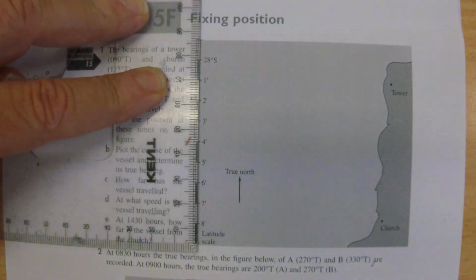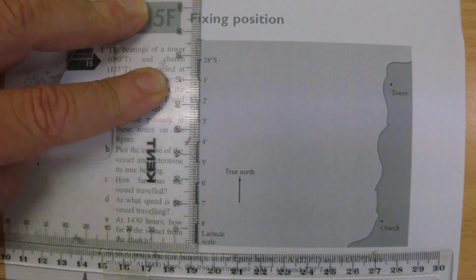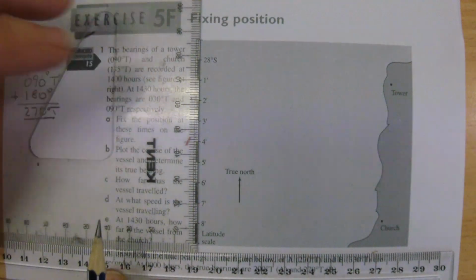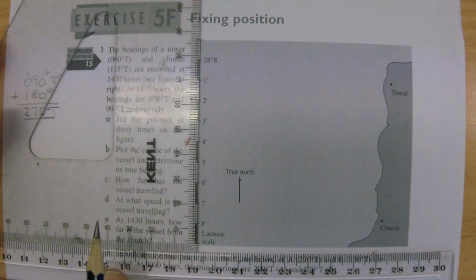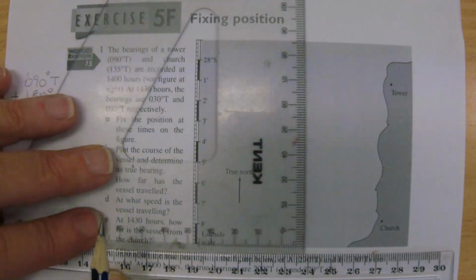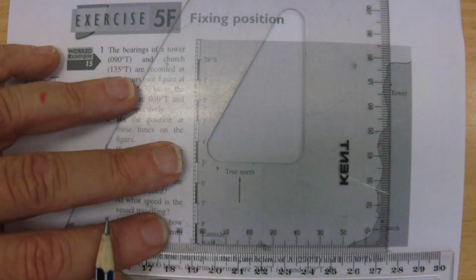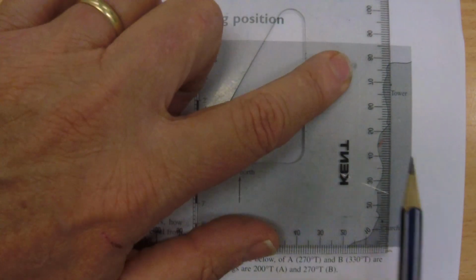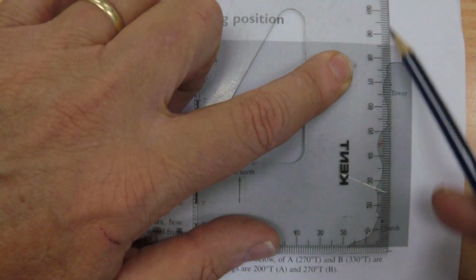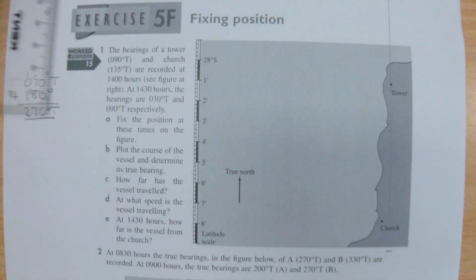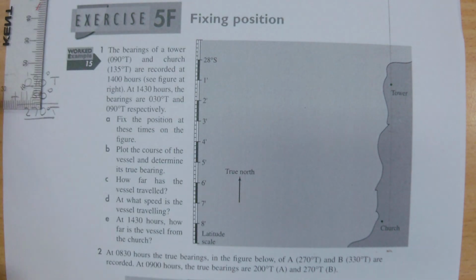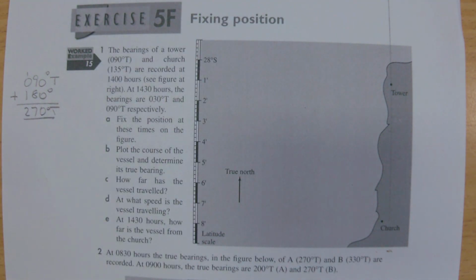Now I'm going to put an ordinary ruler at the bottom there. Hold the ordinary ruler firmly against the page, slide the set square across until it lines up with the tower, and I'll just put a vertical line through the tower. That's my reference mark, my reference direction.